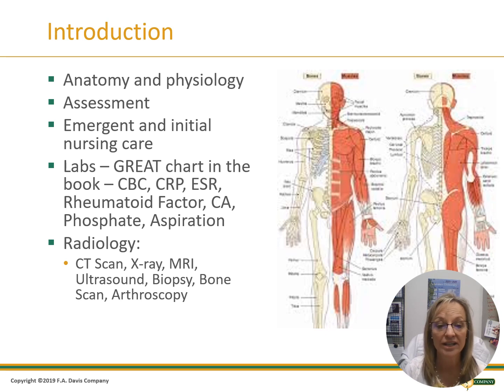There is a great chart in your book that talks about the CBC, because remember you want to check for anemia, clotting disorders, a CRP, the SED rate, which all kind of looks at inflammation, rheumatoid factor. Remember their calcium and their phosphate levels can indicate how their skeletal system is, and then aspiration. If you're aspirating a joint, you always send that in for pathology.